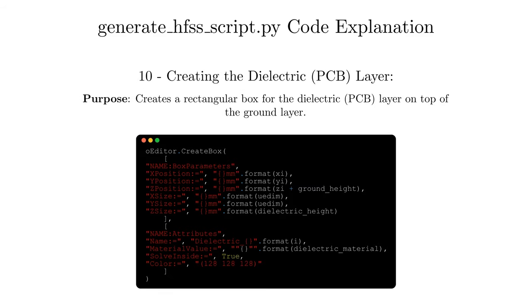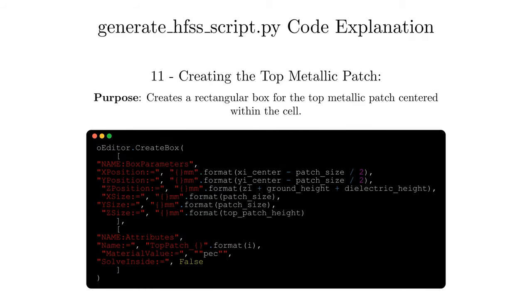Step 10. Creating the dielectric, PCB, layer. Purpose: creates a rectangular box for the dielectric, PCB, layer on top of the ground layer. Color sets the dielectric layer's color to gray using RGB values 128, 128, 128. Step 11. Creating the top metallic patch. Purpose: creates a rectangular box for the top metallic patch centered within the cell.